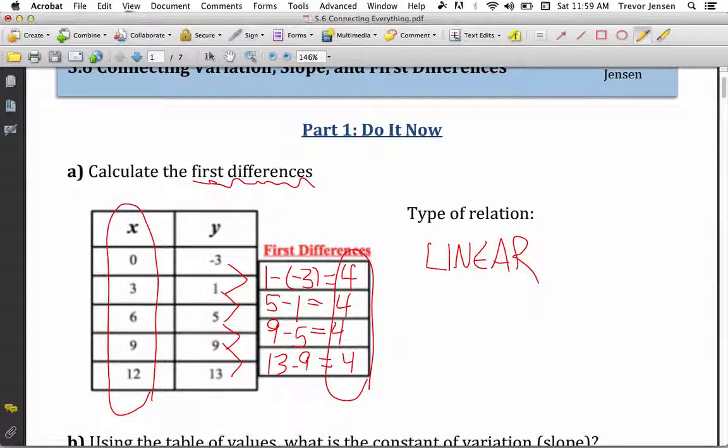Okay? Because we need to compare, as x is increasing at a constant rate, what's happening to the y values? Are the y values also increasing at a constant rate? If they are, then it's a linear relation. If they're not, then it's a nonlinear relation.